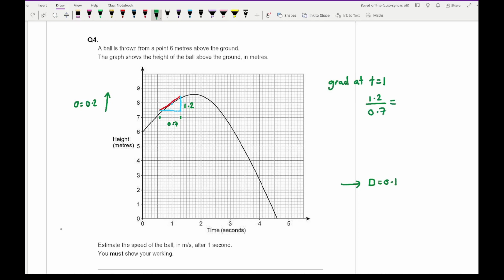So here the gradient at t equals 1 is going to be 1.2 divided by 0.7, and that gives me an answer of 1.71 meters per second, to 2 decimal places. And again, your answer could be absolutely anything, so as long as you're working out the gradient of the tangent that you've drawn, you're going to get that second mark.